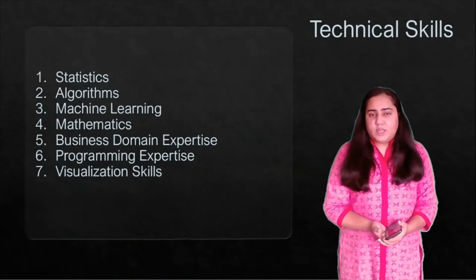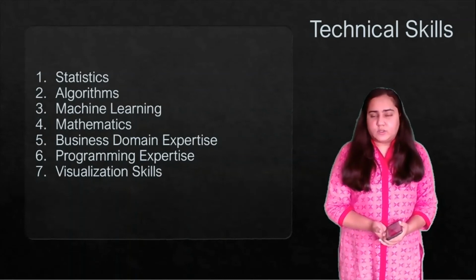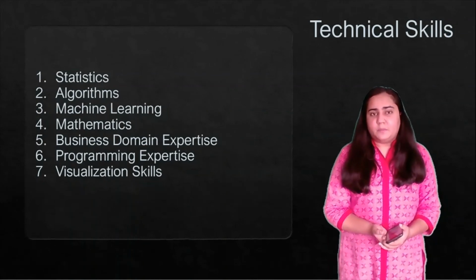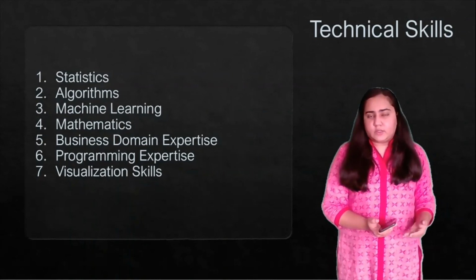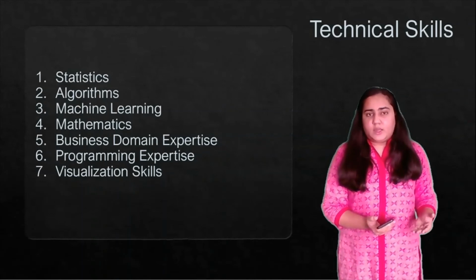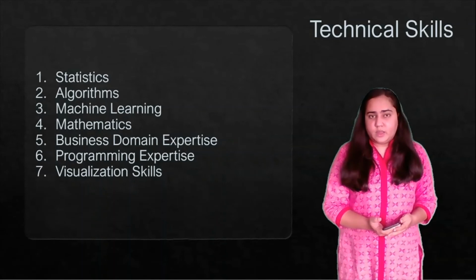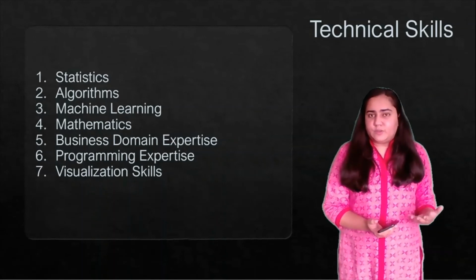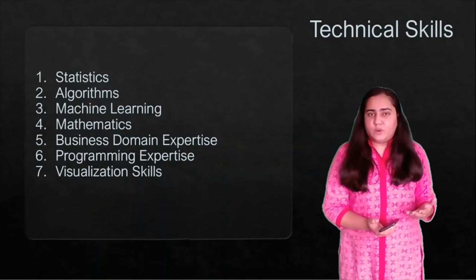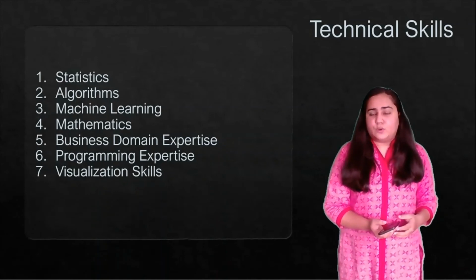The sixth thing you require is programming expertise. And number seven is visualization skills. So this is where, once you've got your analysis ready, you want to display it, you want to show it to people. And for that, you need to have very good visualization skills so that when you show your analysis to people, they understand it right away. They don't have to struggle to understand what you are trying to show.